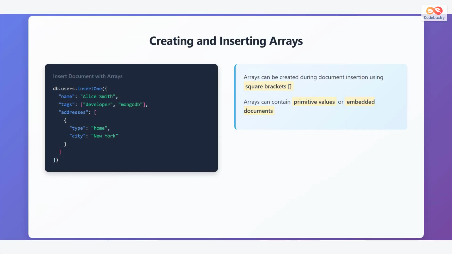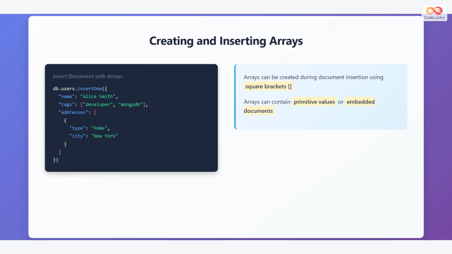Arrays can be easily created when you insert a document into your MongoDB collection. You define an array using square brackets. Arrays can hold primitive values like strings and numbers, or even embedded documents. Here's an example of inserting a document with arrays.